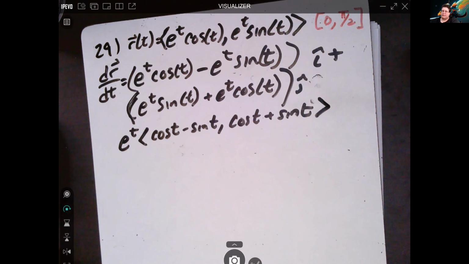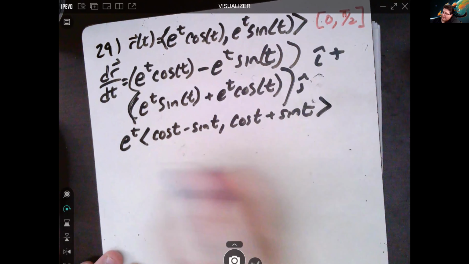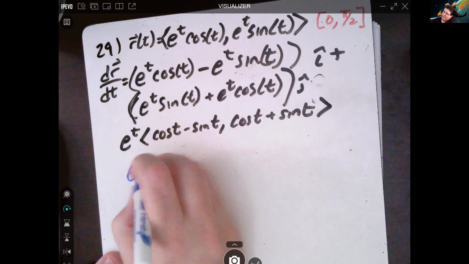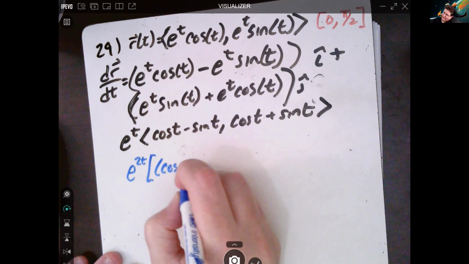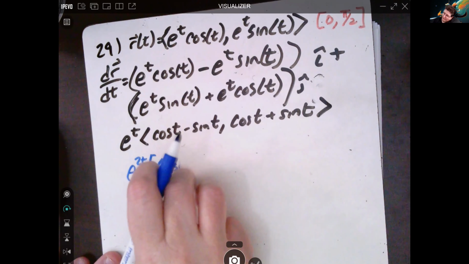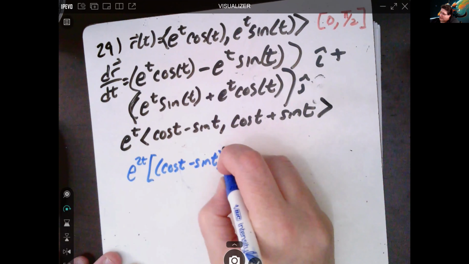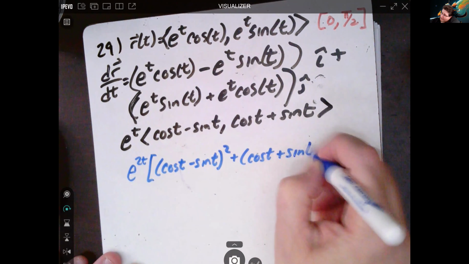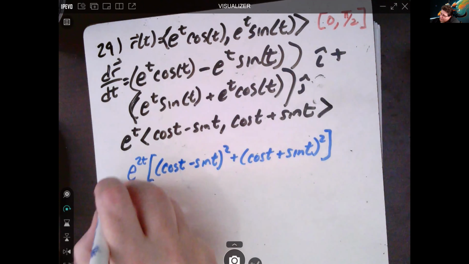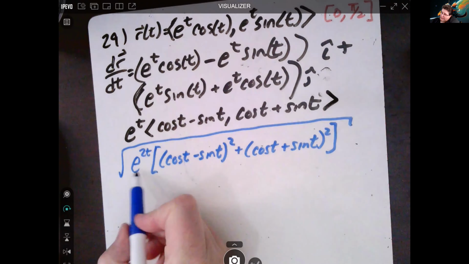So now we want the magnitude of that, right? So e to the t squared is e to the 2t. And then I've got cosine t minus sine t squared plus cosine t plus sine t squared. I'm going to quit putting parentheses just because it's taking up too much space right now. And we have the square root because it's the magnitude. This could come out. This is just e to the t.